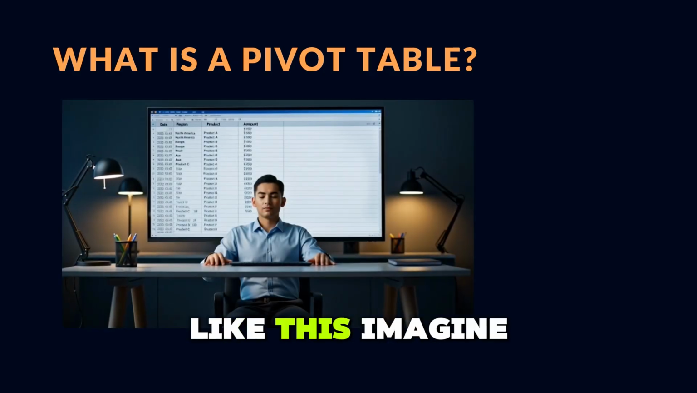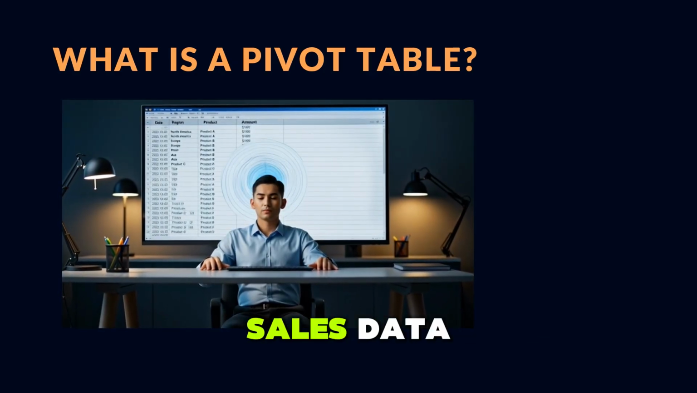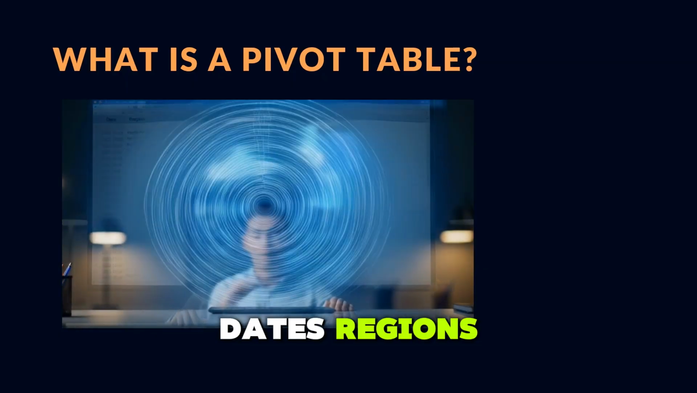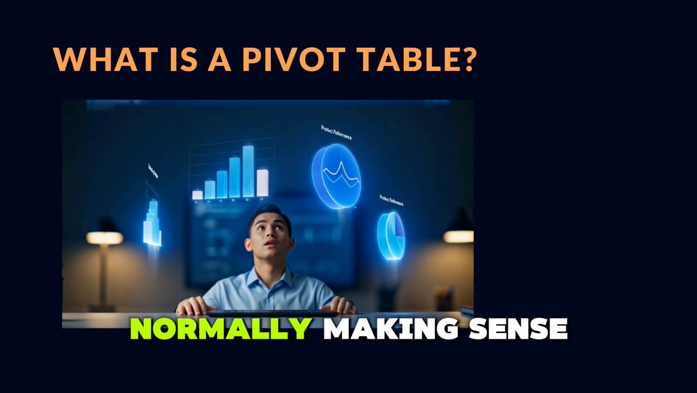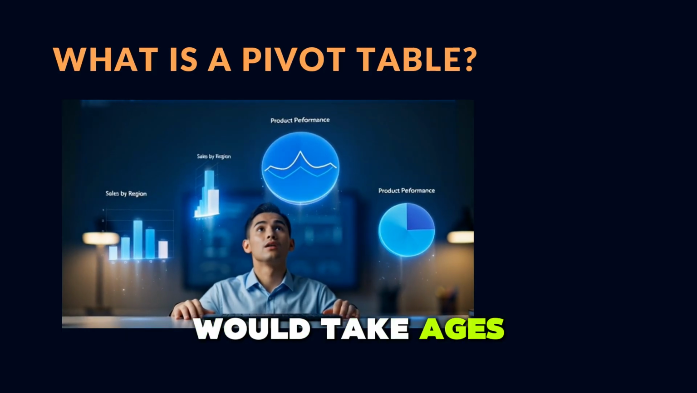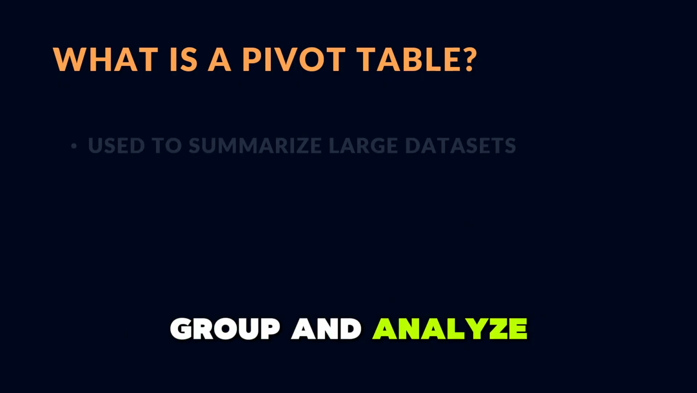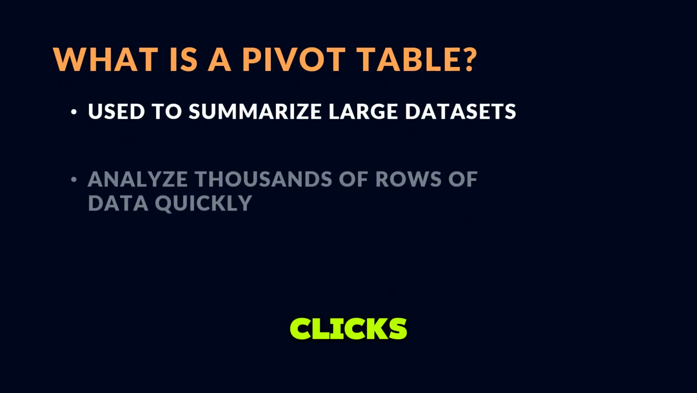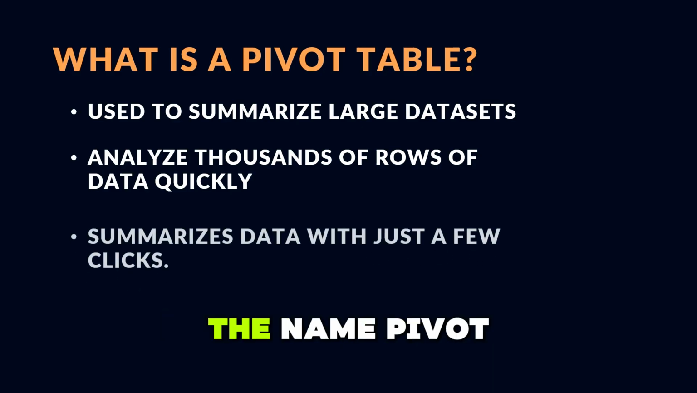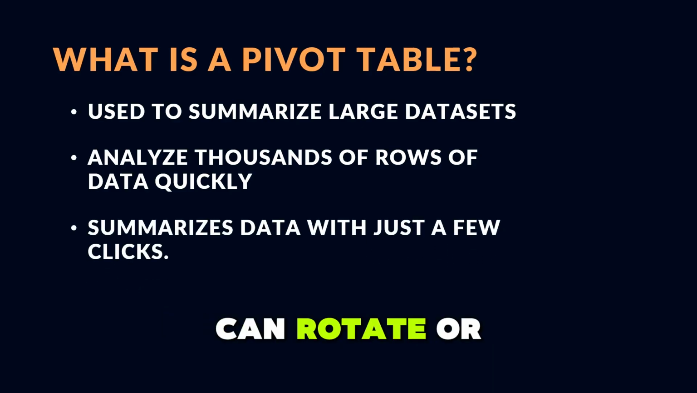Think of it like this. Imagine you have thousands of rows of sales data. Dates, regions, products, amounts. Normally, making sense of all that would take ages. A pivot table lets you instantly summarize, group, and analyze that data with just a few clicks. No formulas needed. The name pivot comes from the idea that you can rotate or pivot the way your data is arranged to look at it from different angles.